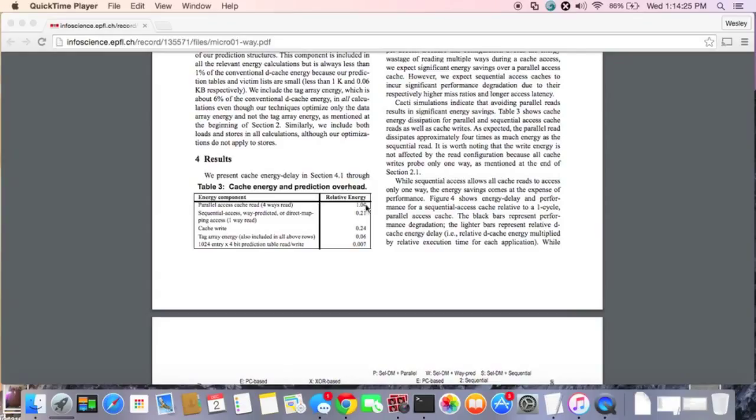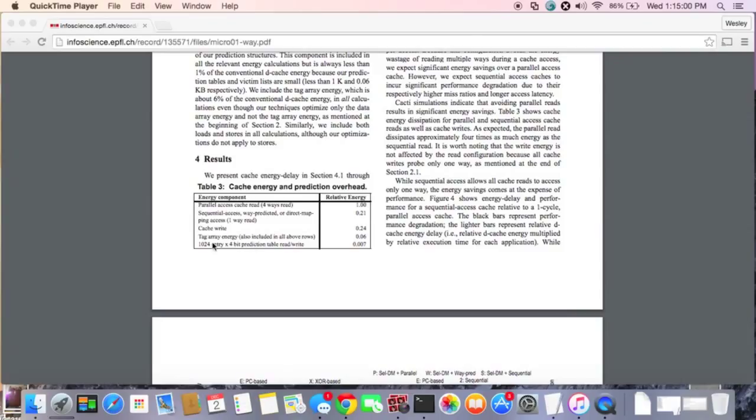This table says the relative energy of operations, relative to a parallel access cache read that's probing the tag and the data at the same time in a four-way set associative cache. Sequential access, way predicted, or direct mapping access is 21% of that in terms of energy. Cache writes, 24% of that. Tag array energy, 6% of that. That's just probing the tag.